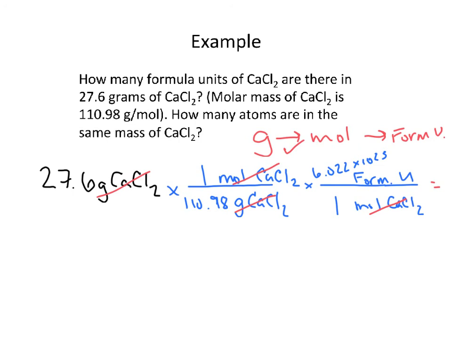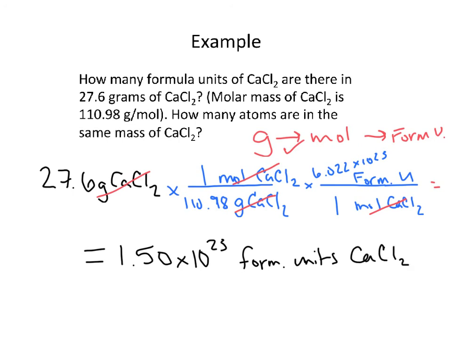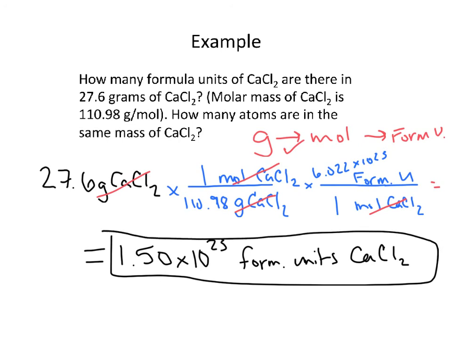When I multiply everything out and I divide and I make sure that I have my correct significant figures and my correct scientific notation, I end up getting my answer is 1.50 times 10 to the 23rd formula units of calcium chloride. Alright, so that answers the first question of how many formula units there are in that mass, 27.6 grams.